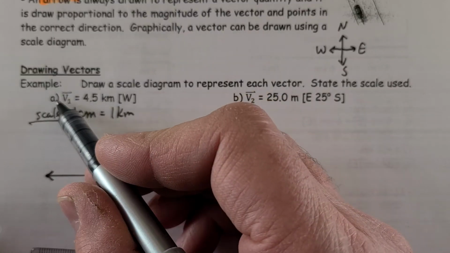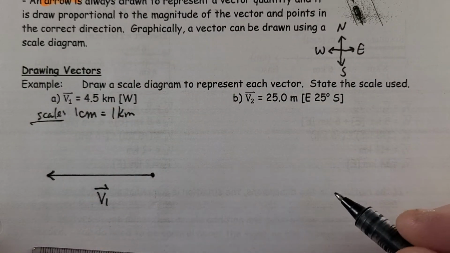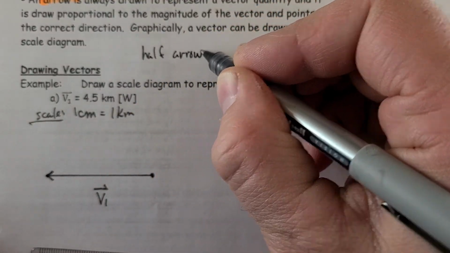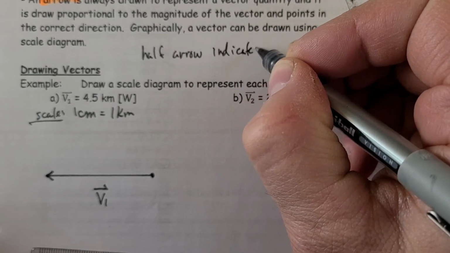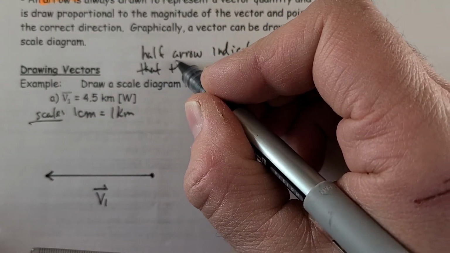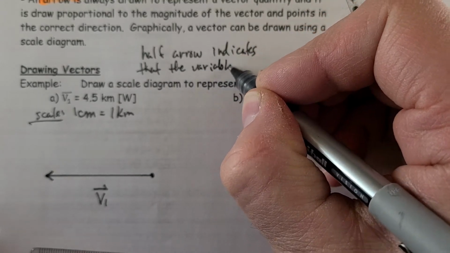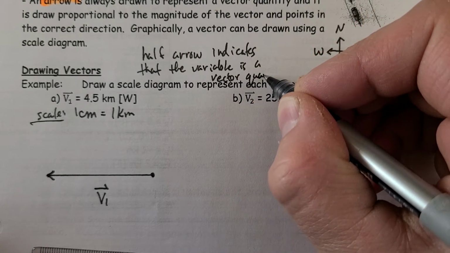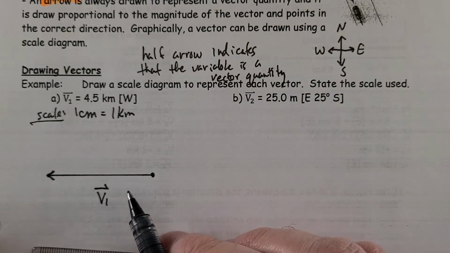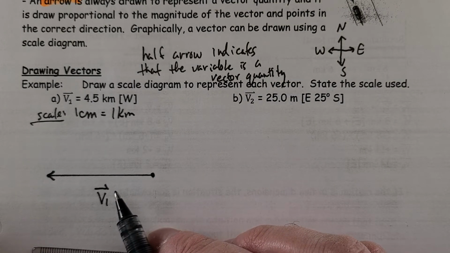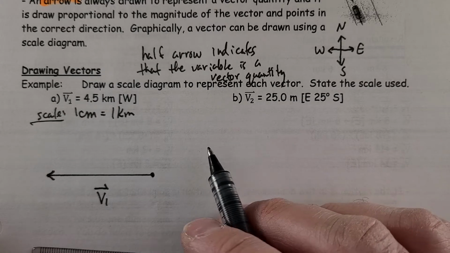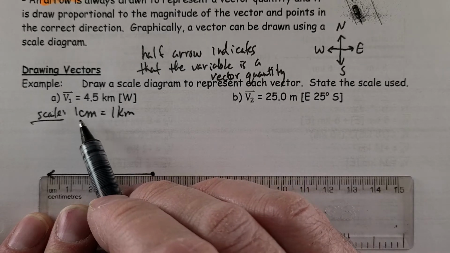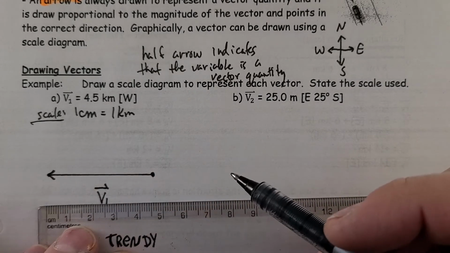And if you noticed here, there's a little half arrow. That half arrow indicates that the variable is a vector quantity. So we usually draw that with the half arrow. All right, let's look at another example. And again here, you can see if I measured this, it's 4.5 centimeters. 4.5 centimeters equals 1 kilometer, and it's pointing west.